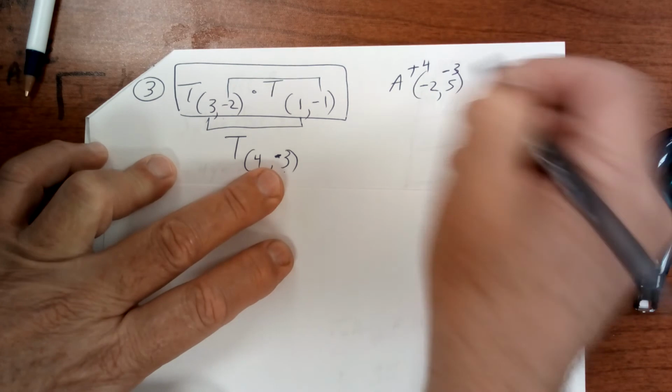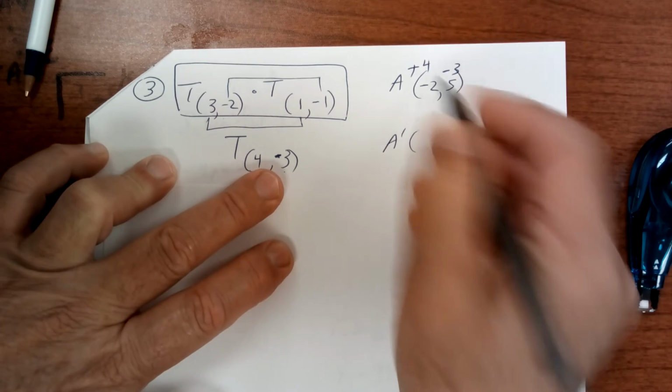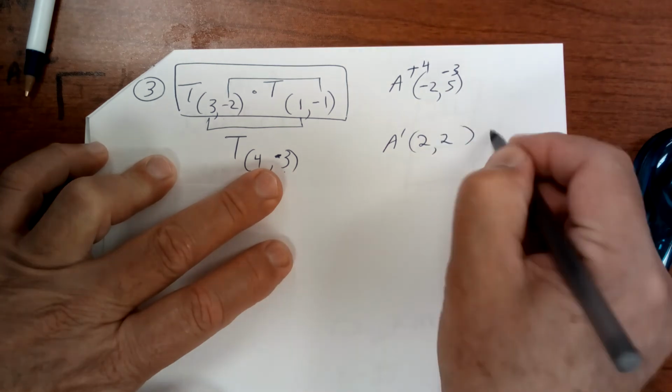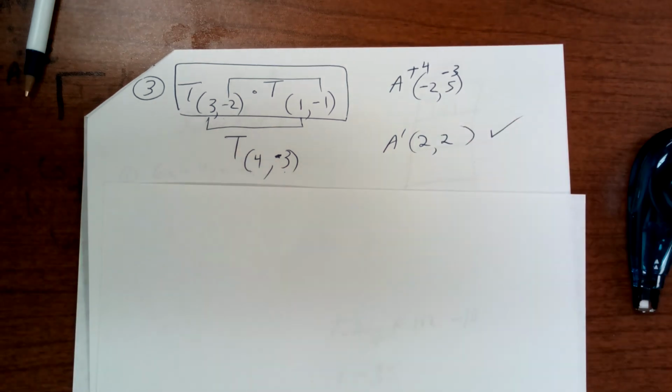It's real simple. So you get a prime is equal to 2, and this one is 5 minus 3, which is also 2. There it is. And that's how you do today's translations. Remember, translation is a slide. Reflection is a what? A flip.